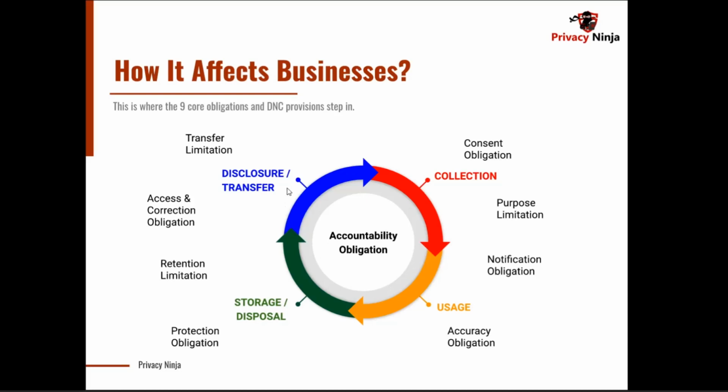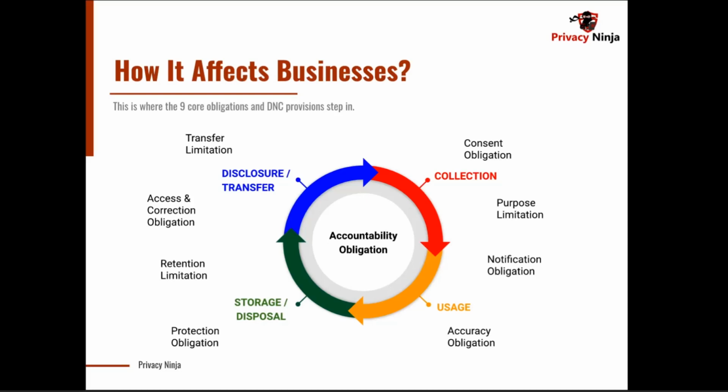Moving on to disclosure and transfer. We have our access and correction and our transfer limitation. For access and correction, your business is obliged to provide information to individuals upon their request and as soon as reasonably possible. What you've got to reply is what personal data of theirs is in your possession or under your control, and how such personal data has been used or disclosed, and to whom, within 1 year commencing from the date of the request.